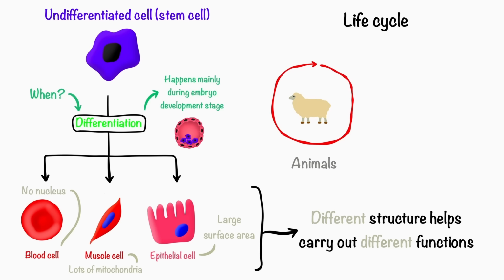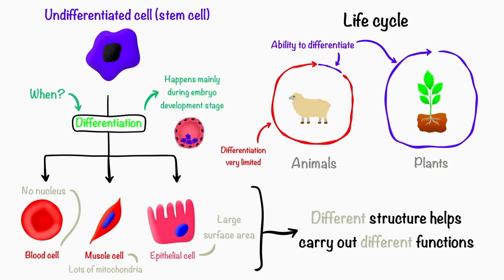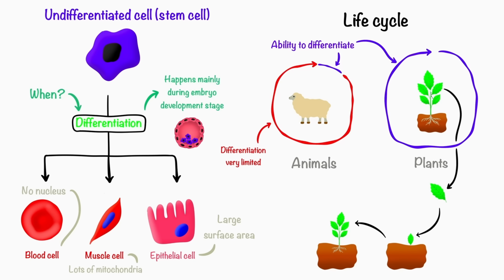In most animal cells, the ability to differentiate is lost at an early stage. After they become specialized, they can't change into a different type of cell. However, plant cells are different. This is why plants can often regenerate entire structures from just a small cutting.